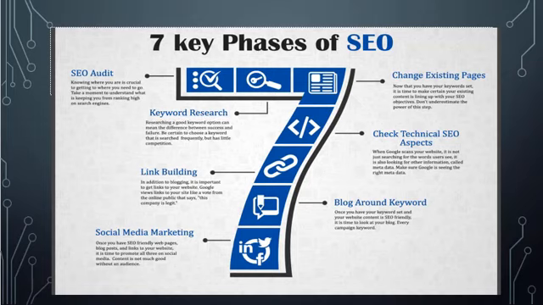Then, at the last, comes blogging around keywords. Once you have your keywords set and your website content is SEO friendly, it is time to look at your blog, as every campaign has keywords in it that can benefit you in several ways. So these were all the 7 phases of SEO discussed earlier.